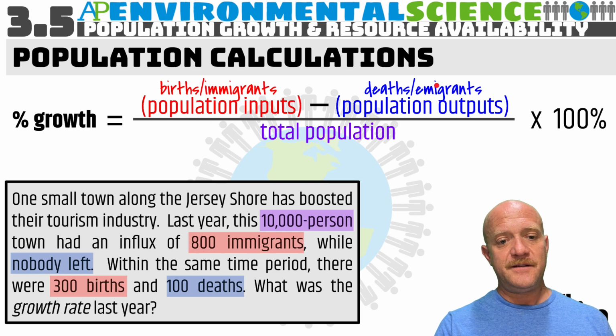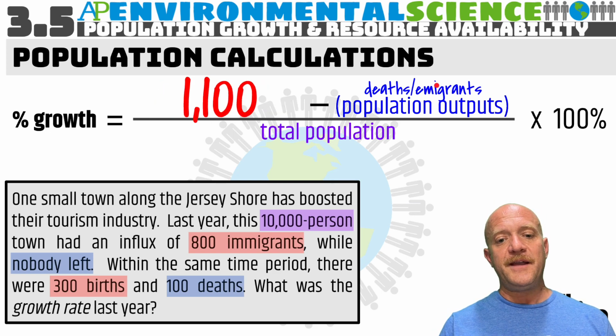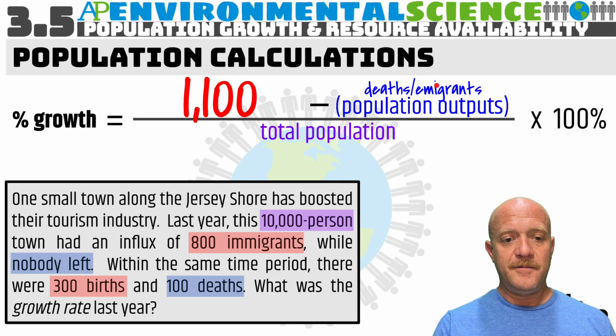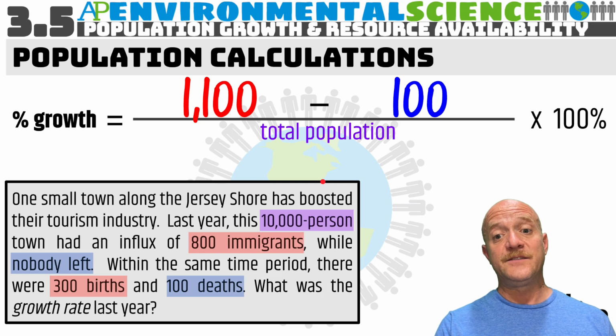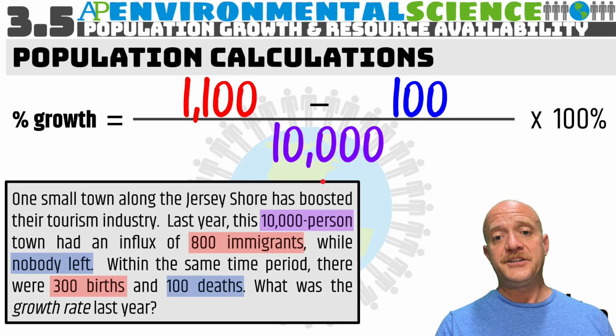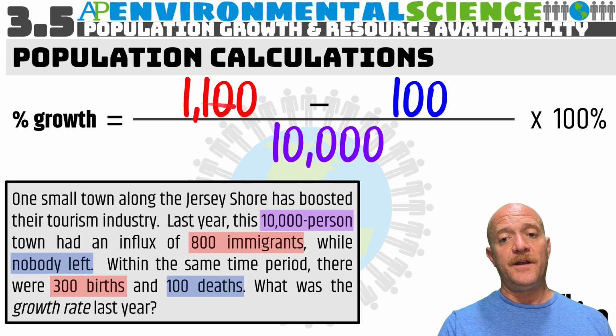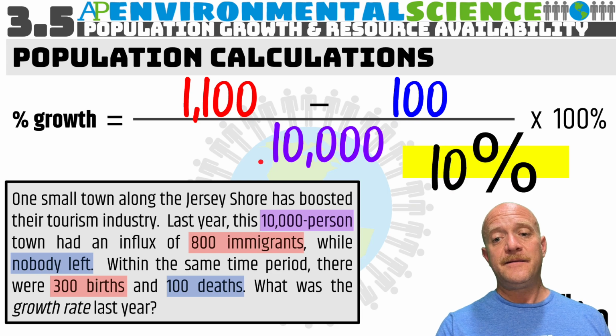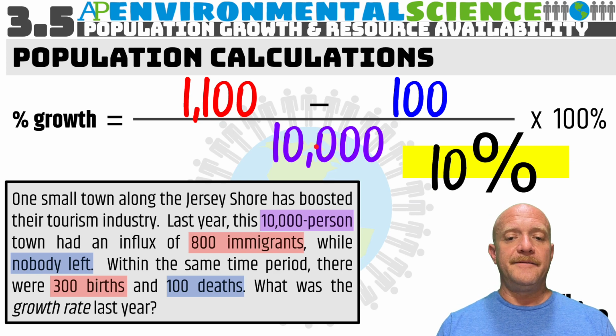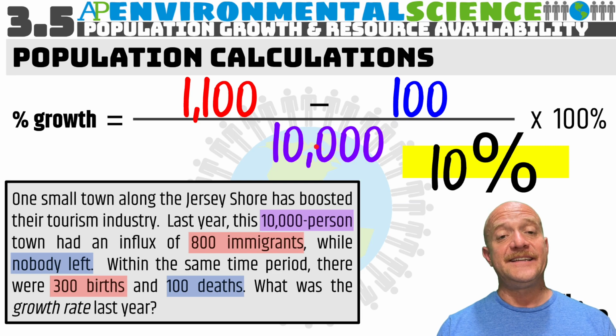We have to first substitute. We have 300 plus 800 would be 1100. Minus, we have 100 plus 0, so minus 100, over the total population, which is 10,000. So we have basically 1,100 minus 100 over 10,000. That is 10%. And again, 1,100 minus 100 is 1,000 divided by 10,000. Really, you're moving the decimal over. It's an easy calculation. It is 10%.